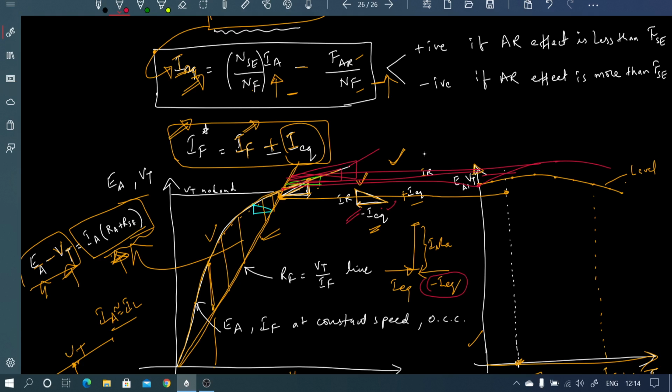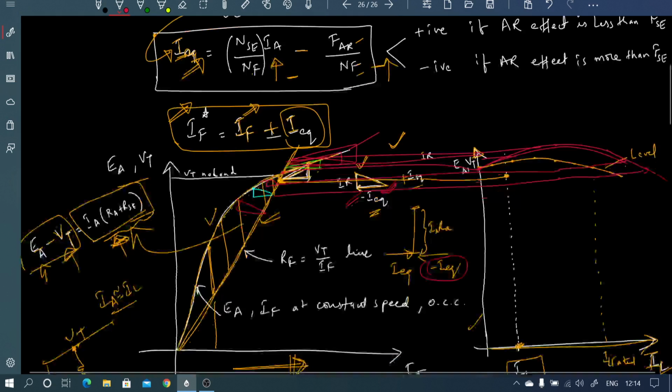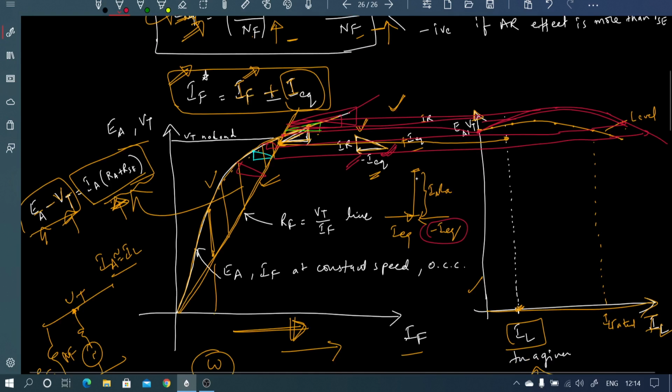So this is the equivalent triangle. Now this has to be fit like this. So under this condition the equivalent terminal voltage will come down like this. Okay, it will come down. So this is how the terminal voltage looks like, and I can calculate by placing the triangle touching the OCC graph and the RF line.